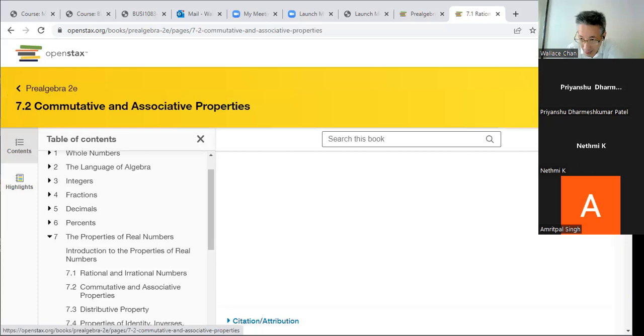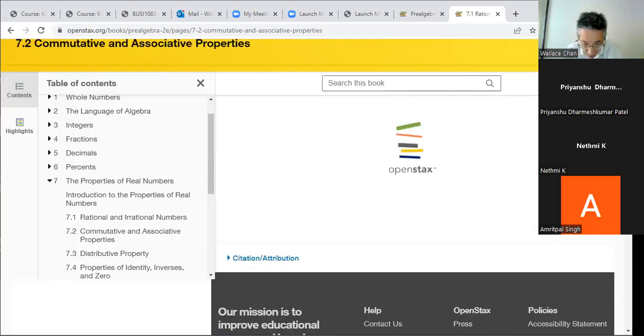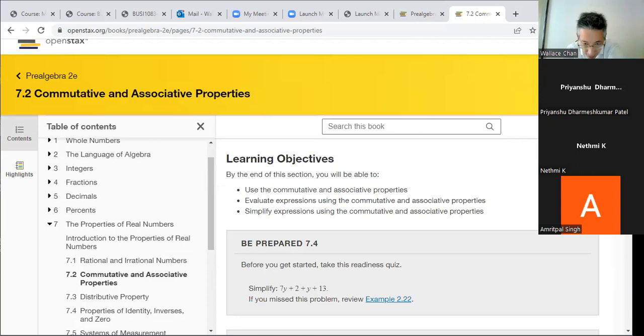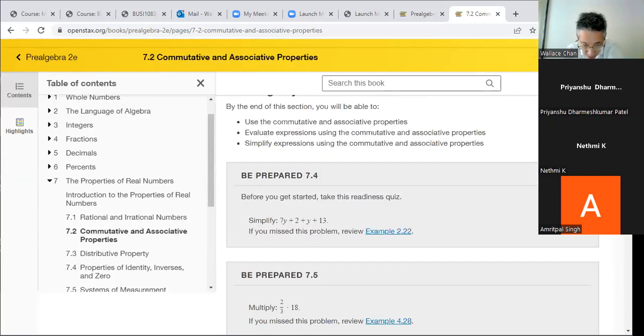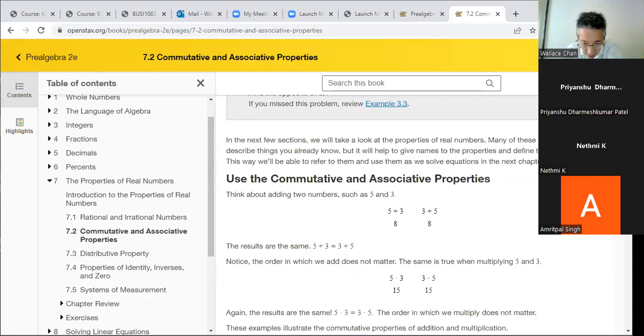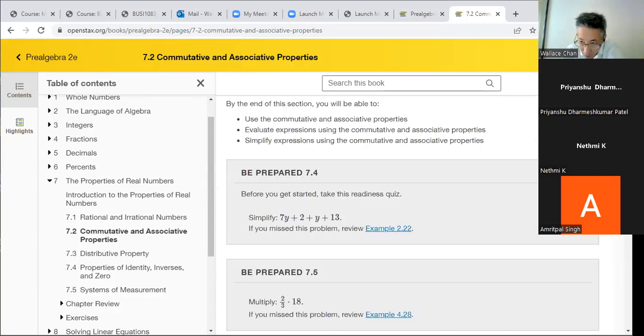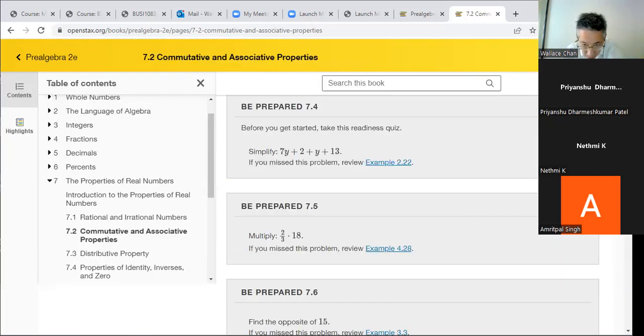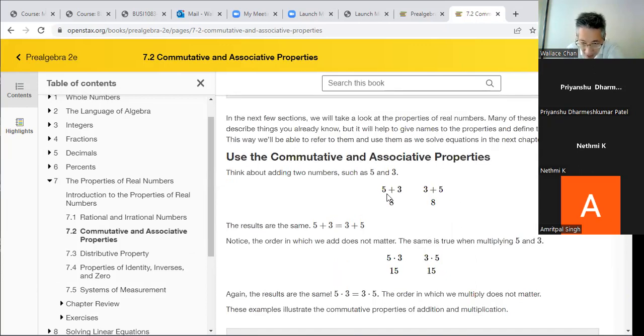Now let's talk about the second section, which is what we call the commutative and associative properties. First of all, think about these two numbers, 5 and 3. 5 plus 3 equals 8. But then 3 plus 5 also equals 8. In other words, the order in which we add does not matter.